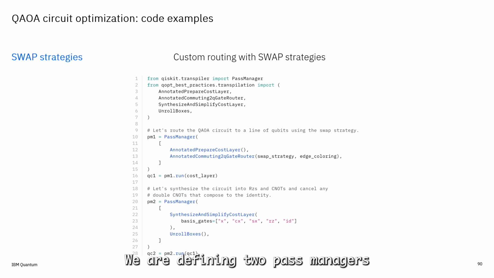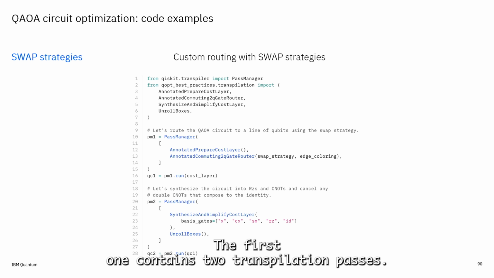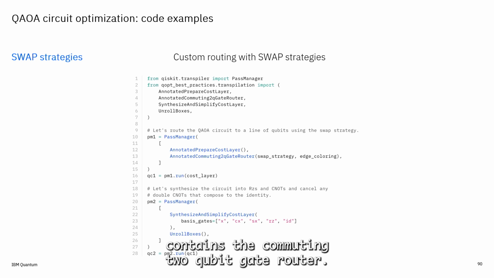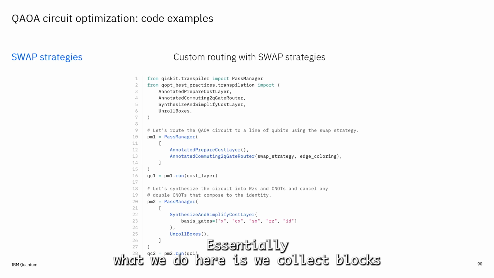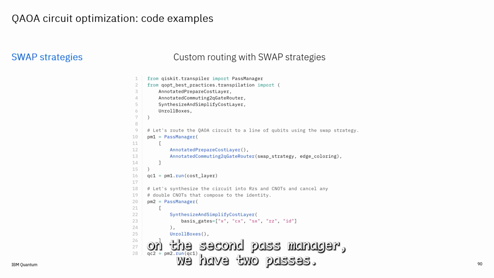We are defining 2 pass managers because I want to show you the effects of both of them independently. The first one contains 2 transpilation passes. One of them is called annotated prepare cost layer, and the second one contains the commuting two-qubit gate router. Essentially what we do here is we collect blocks of commuting two-qubit gates, and we route them using the swap strategy. On the second pass manager, we have 2 passes.